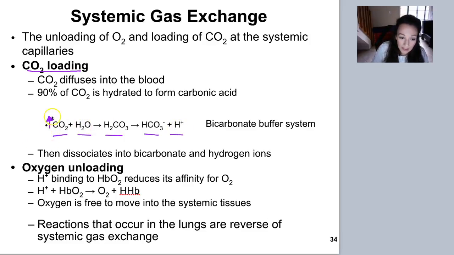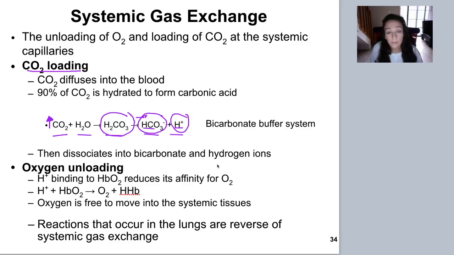So as this carbon dioxide enters the blood, we're going to have a high concentration. So it's going to begin to react with water, forming carbonic acid that we see right here. And then that carbonic acid will split to give us the bicarbonate ion and the hydrogen ion. Now, at this point in time, we just generated a lot of bicarbonate and a lot of hydrogen ions. So the hydrogen ions are going to play a really big role in affecting what oxygen does in the body. So let's go down to the next part here.